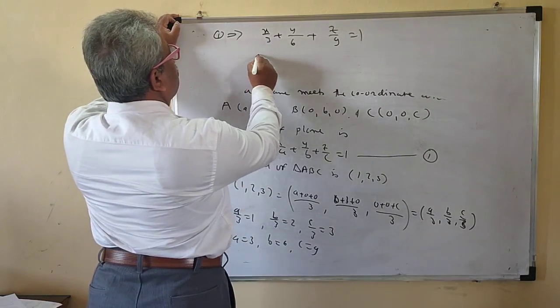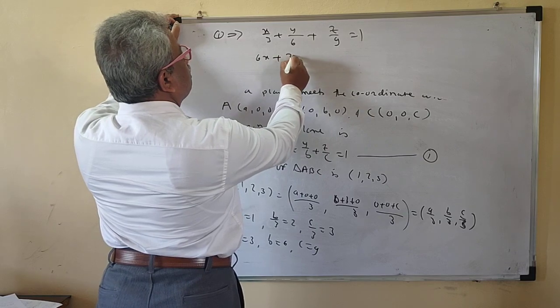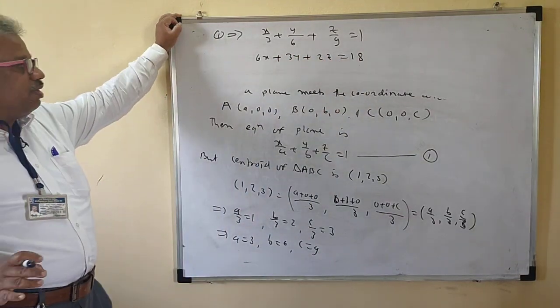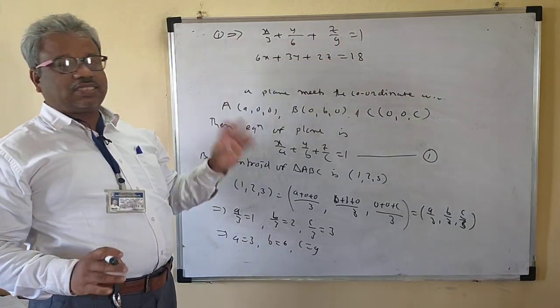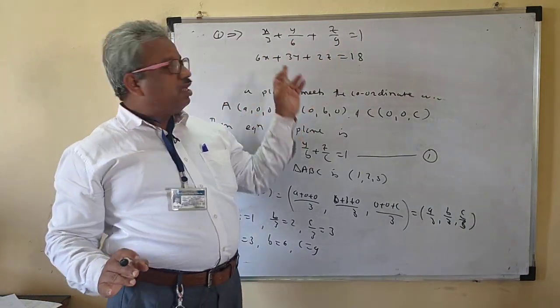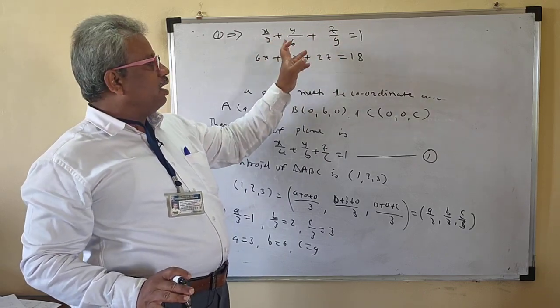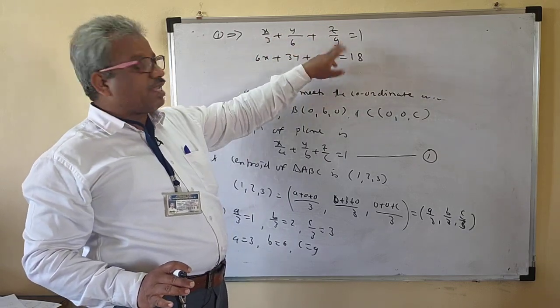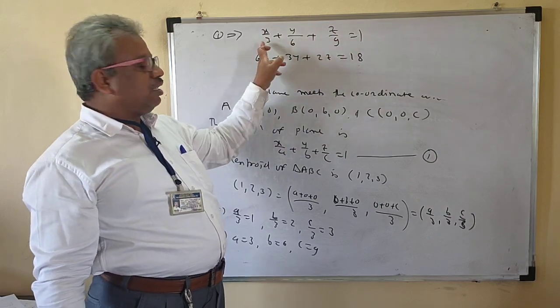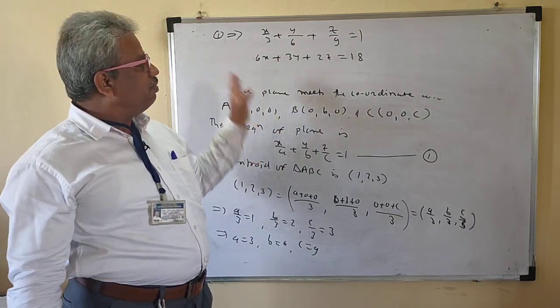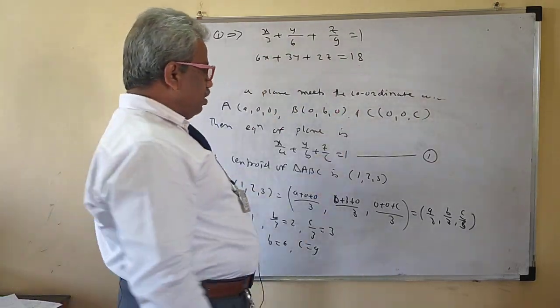So this is 6x plus 3y plus 2z is equal to 18, if you multiply by 18, because the LCM of 3, 6, 9 is 18. So how to find the LCM? Take the biggest number, that is 9. This 9 is not divisible by 6, so take double of that one, 18. So see, now 3 divides, 6 also divides. So 18 will be your LCM and multiply by the LCM. Okay, we get this.